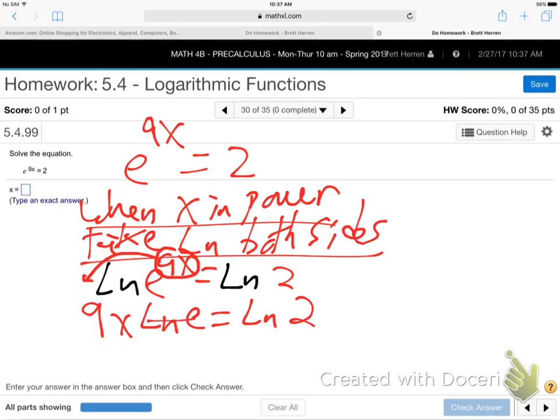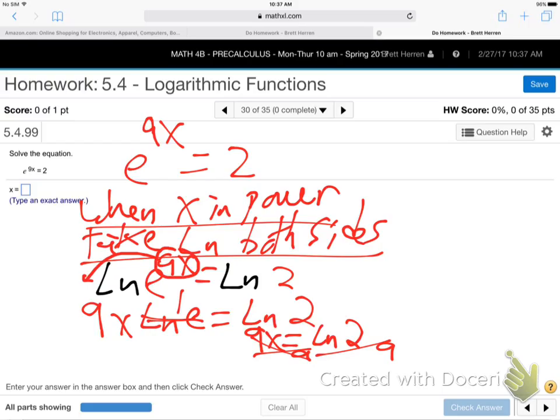Now, ln of e, that's just 1. You can check it on your calculator. Just take my word for it. ln of e is just 1. So that's gone. So what do we have? We just have 9x is ln 2. That's supposed to be just a regular 2. And 9x is ln 2 because the ln e is just 1. And then just divide by 9. Divide by 9, we're done. x is alone. It's ln 2 over 9. We solved for x.